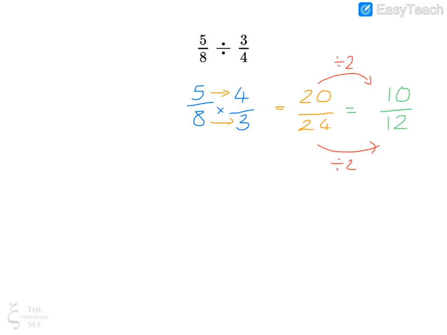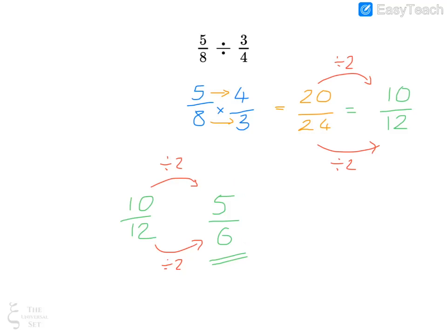Now, we can go further than that, can't we? So 10/12. We can keep going because these are both still even numbers. So I can divide by 2 on the top, and I can divide by 2 on the bottom. And what do we get? We get 5/6. There we go. And now I can't simplify any further, right? 5/6 is as far as I can go, so that is my final answer.